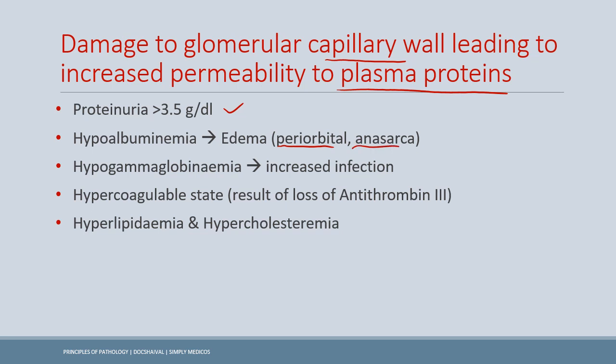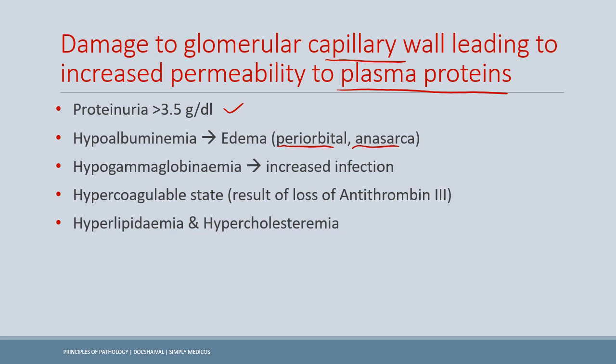Now, the globulins are also lost. That would lead to hypogammaglobulinemia, and that would also lead to increased infections. Recall that immunoglobulins are decreasing, so that would lead to infections, particularly the staphylococcus and the pneumococcus in the nephrotic patients.